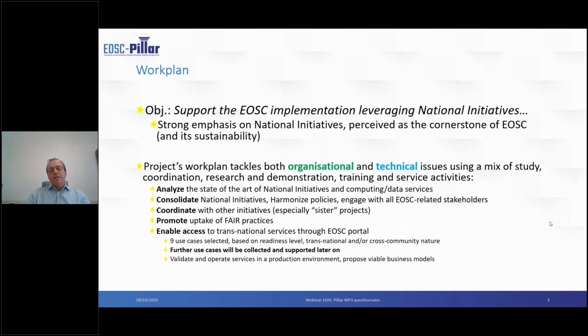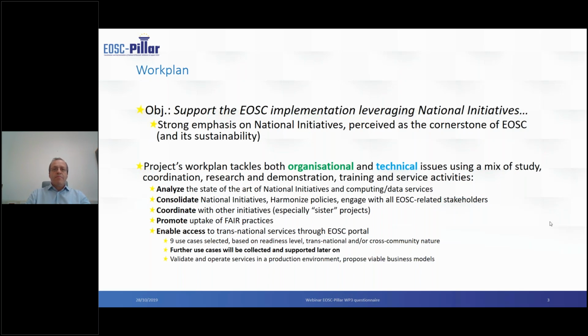The national initiatives are the natural link among researchers and with activities. And since they deal with the research at the local, national level, they are sustainable by default because they are relevant from the national point of view. And so we believe that they are really crucial in becoming the cornerstone on which the whole EOSC building can be built.